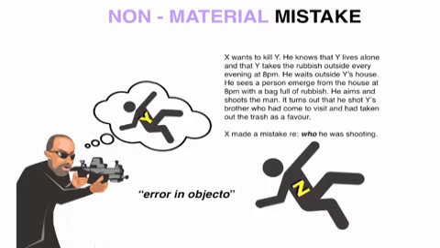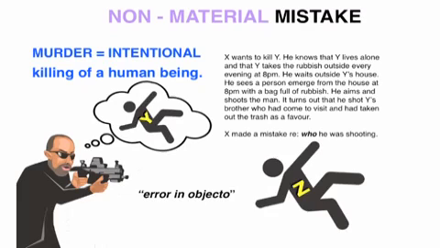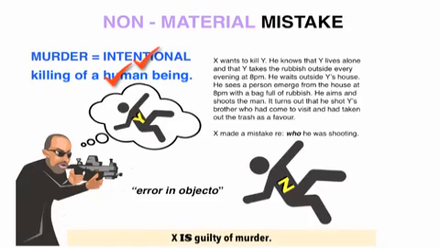This is an error in objecto. The definitional elements for the crime of murder are as follows. Murder is the unlawful, intentional killing of another human being. Here, X intended to kill a human, and X did kill a human. Therefore, X made a non-material mistake, and X is guilty of murder.